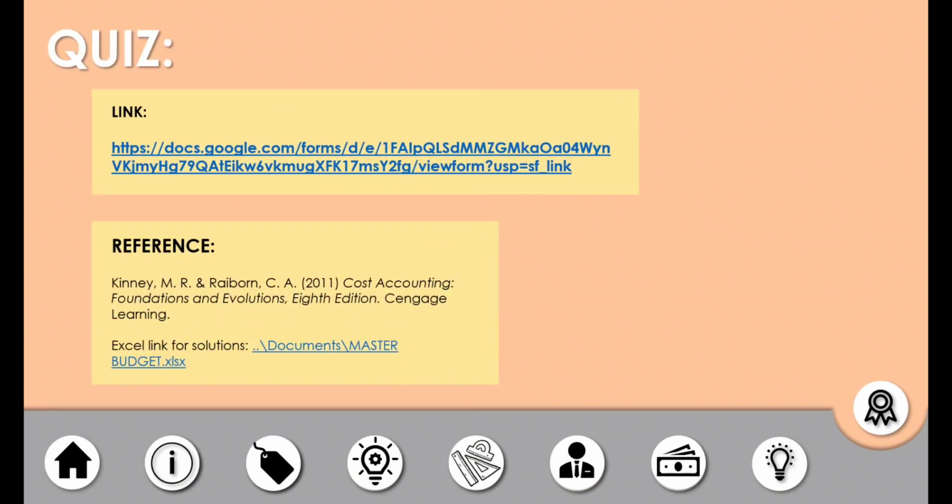So, just to finish this specific topic, the reference that we used is the book of Kinney and Raiborn, Cost Accounting: Foundations and Evolutions, 8th edition.